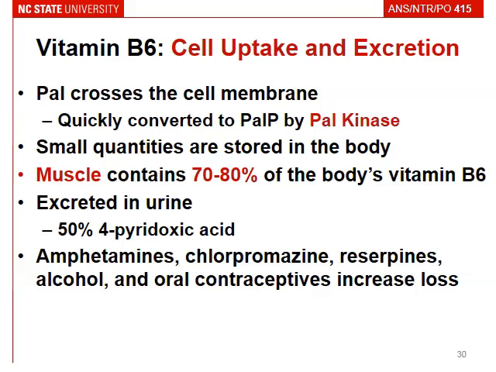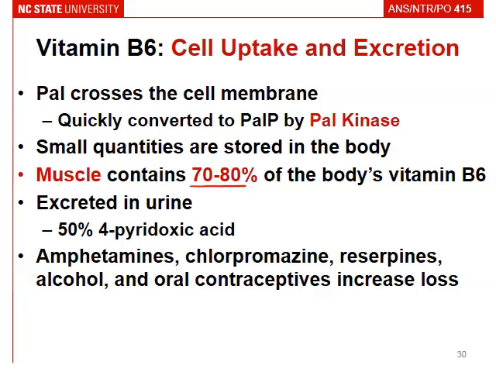And we're able to store small quantities in the body, where some of the other B vitamins we're not really able to store. And the majority of that is primarily contained within our muscle. So our muscle is storing about 70 to 80% of our B6. Any excess B6 we're going to excrete in the urine, and it's primarily excreted as 4-pyridoxic acid.